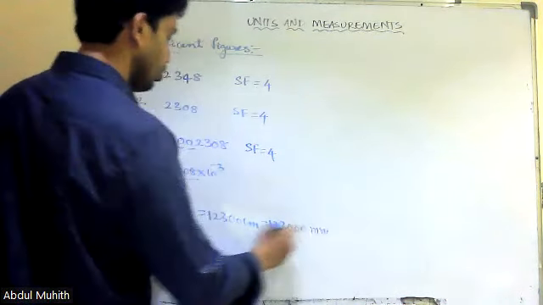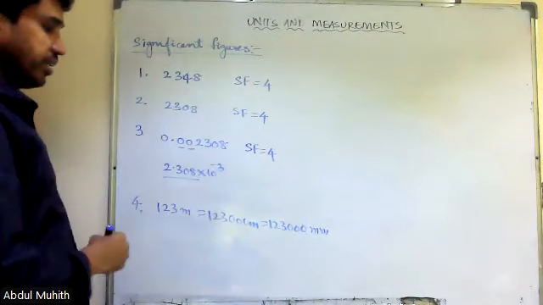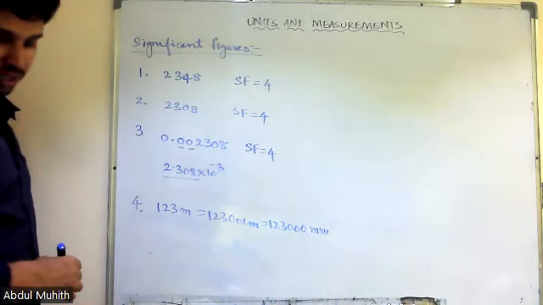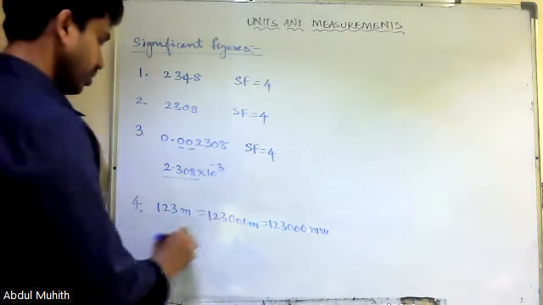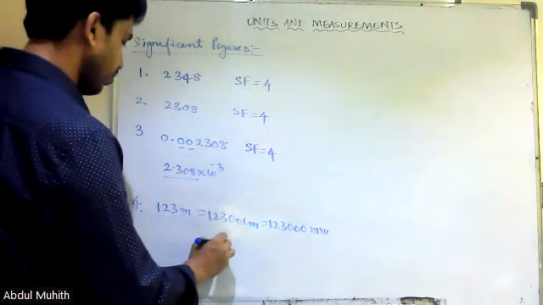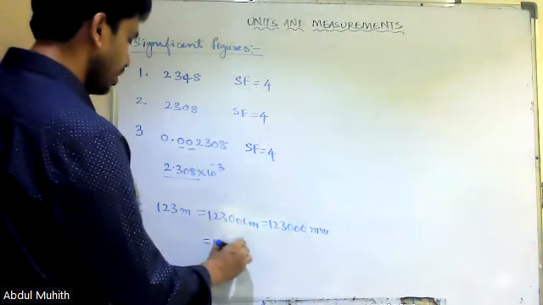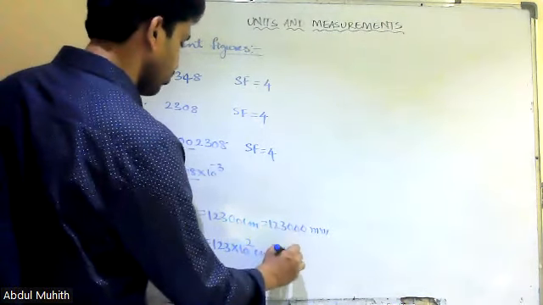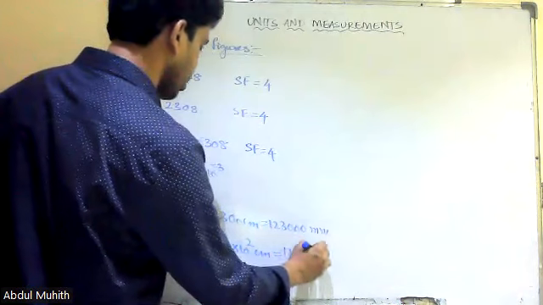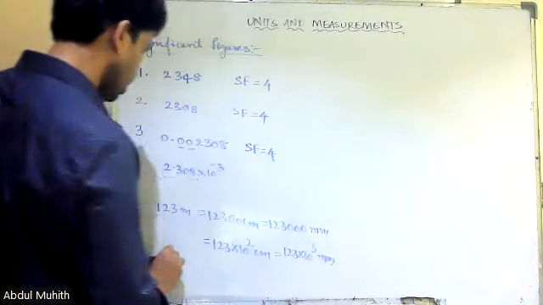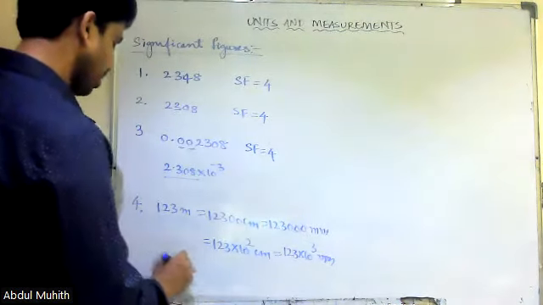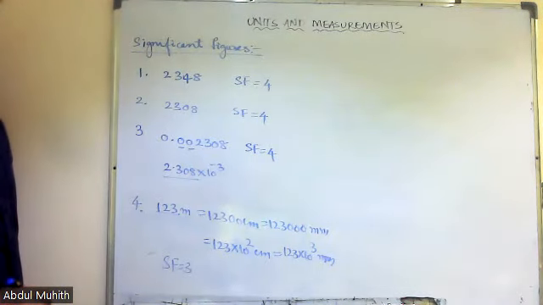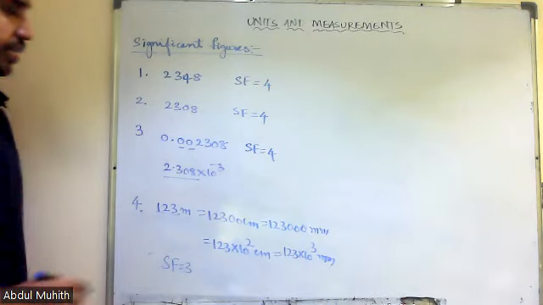So whatever it is, with or without a decimal point, why are these not significant? This can also be expressed as 123 × 10² centimeters. This can also be expressed as 123 × 10³ millimeters. So here the significant figures are how many? Only 3. These are the 3 significant figures. Is that clear? Yes, sir.